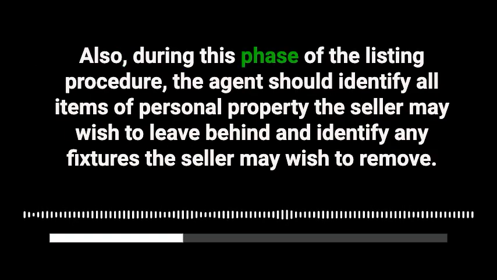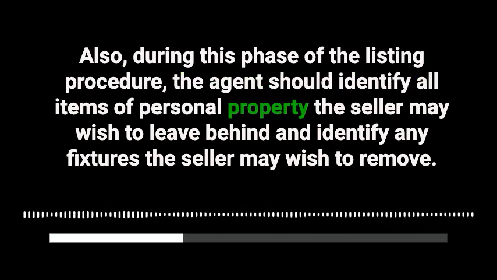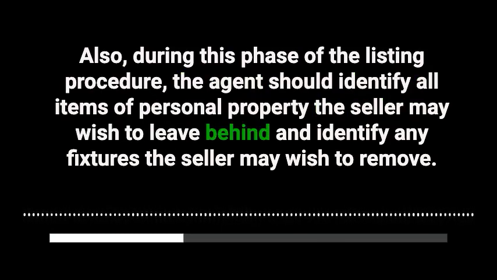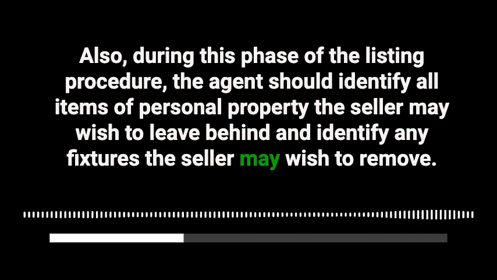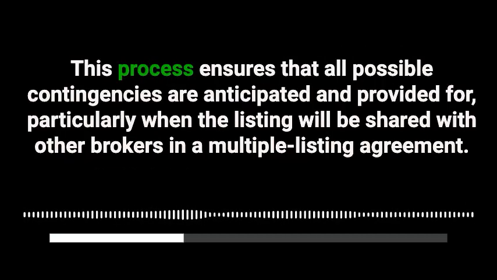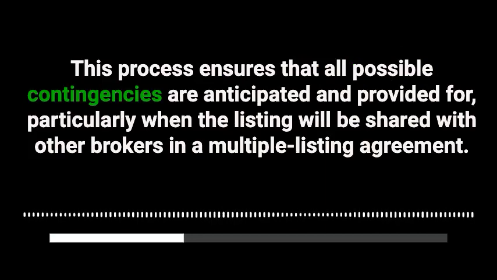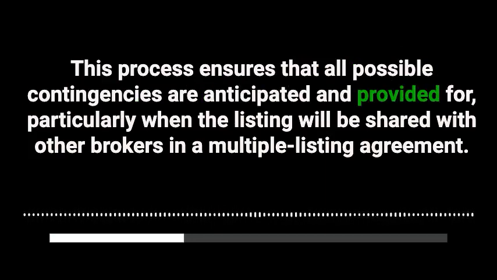Also, during this phase of the listing procedure, the agent should identify all items of personal property the seller may wish to leave behind and identify any fixtures the seller may wish to remove. This process ensures that all possible contingencies are anticipated and provided for, particularly when the listing will be shared with other brokers in a multiple listing agreement.